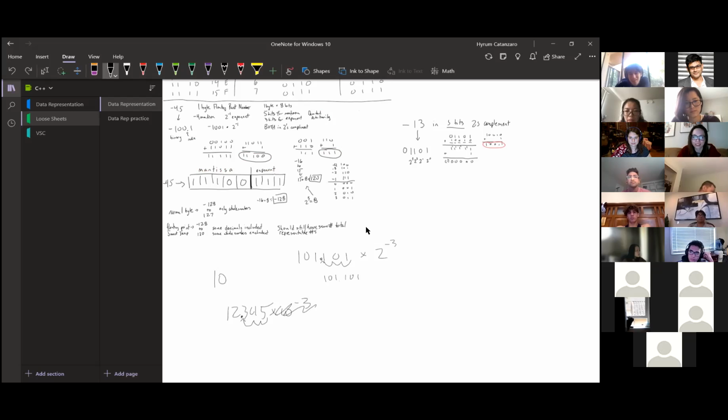Wait, so the exponent tells you where to put the radix, right? Yeah, the exponent tells you where to put the radix, exactly. Okay. And then 101 would be 5, the radix being the dot, right? Yeah. This would be 1/2 plus 1/8. What's a half plus an eighth? 5/8, like 0.125 is 1 divided by 8, so 0.625. So this would be 5.625, 101.101 in that.